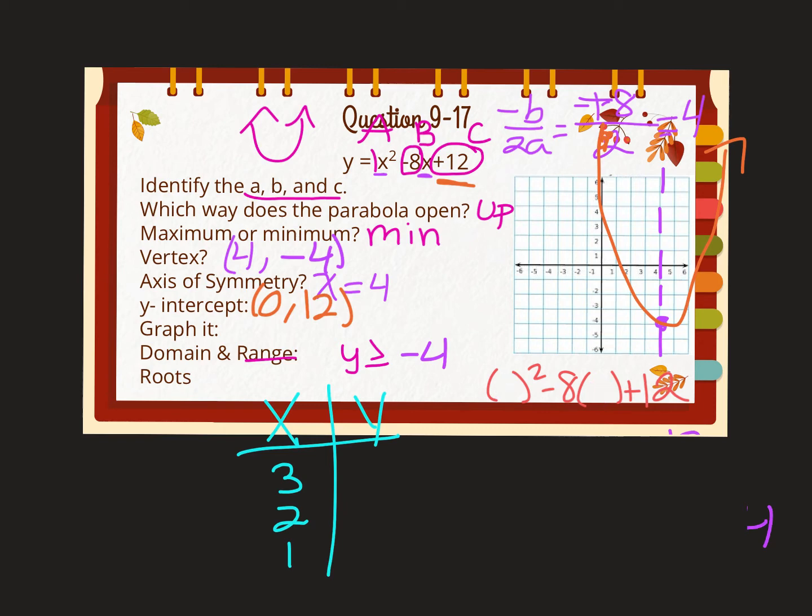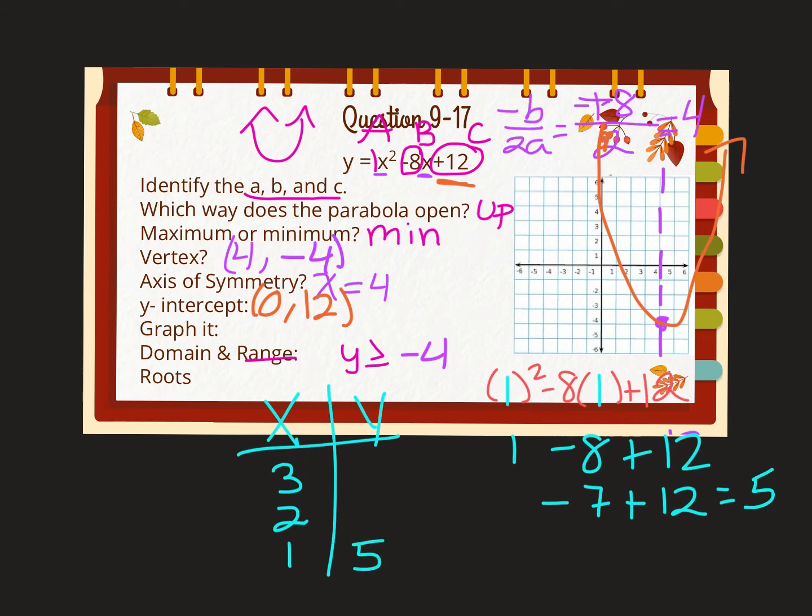So I'm going to start with the number 1 because 1 is easy to work with. 1 times 1 is 1. Negative 8 times 1 is negative 8. Don't forget that plus 12. So 1 minus 8 is a negative 7 plus 12 is going to be equal to 5. So when I plug in 1, I get 5.